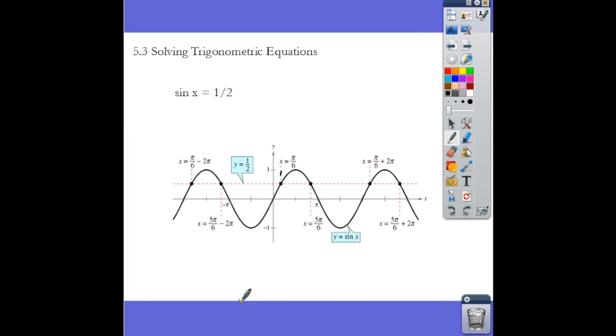Today we're going to be talking about section 5.3, solving trigonometric equations. Let's first take a look at the graph of sine of x equals 1/2. You can see the graph of sine of x and the line y equals 1/2. Each place that the graph of sine of x hits y equals 1/2 is a solution.